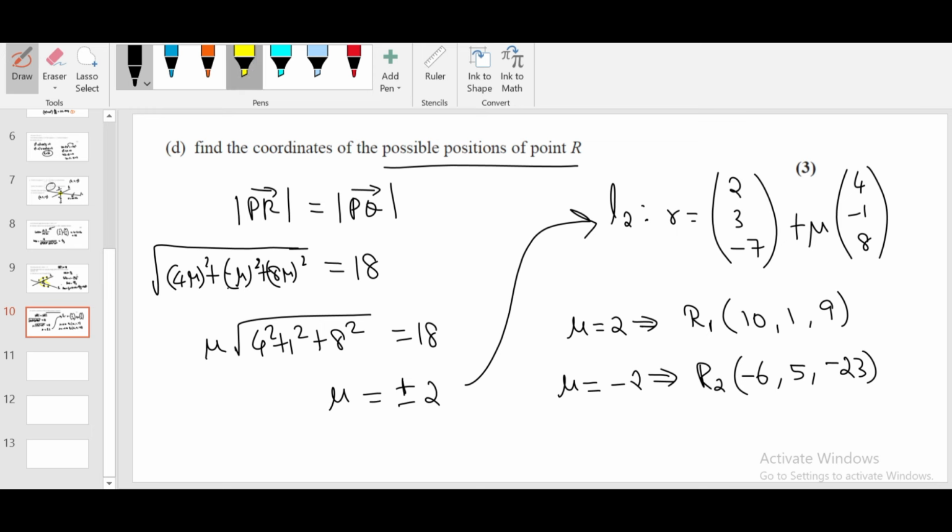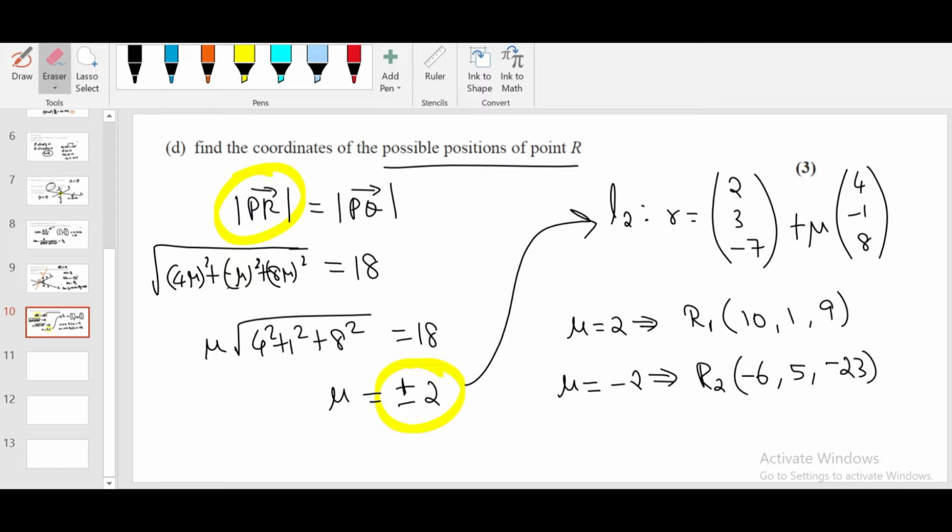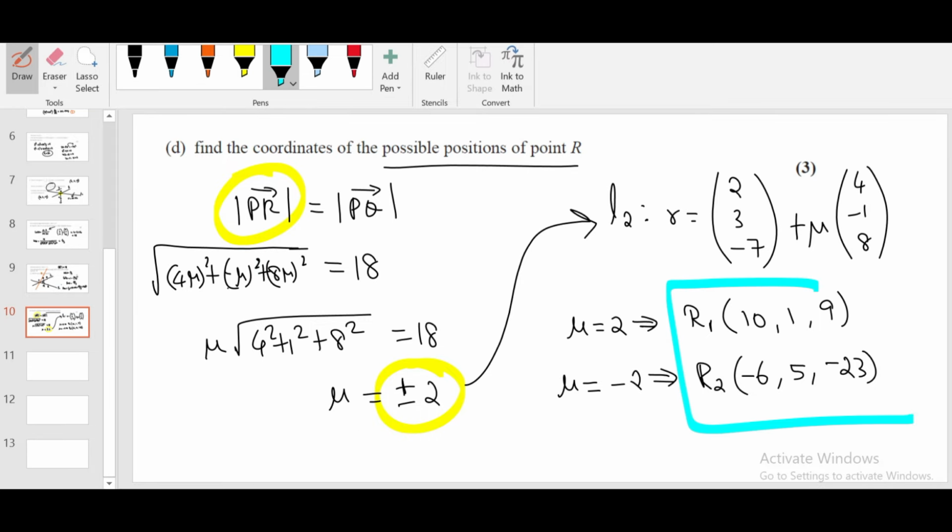Now let me explain something here. This is length actually, PR. And you might be wondering, why are we taking plus or minus 2? We are talking about a position vector of R actually. The R can be here, or if the line L2 is here, the R can be here also. So there are two possible positions of R. To find both possible positions, you have to take the square root as plus or minus. Then only you will get the two possible positions. So we got the answer already. This is the answer. That's all.